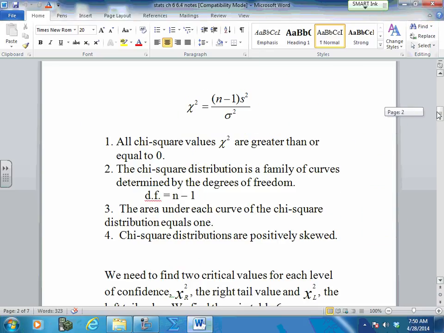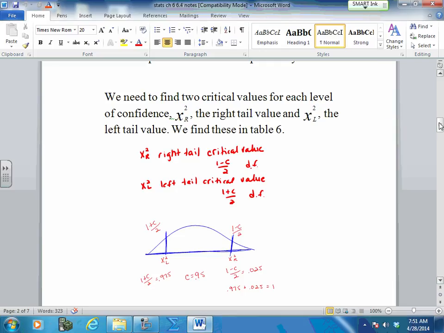Once we get working with this, they seem a little strange, but it's not so bad. So now, what we need to do when we work with chi-square is find 2 critical values for whatever level of confidence they give you. One on the right, one on the left. So we call it a chi-square R, and we call it a chi-square L. Now, it makes sense that the L would fall at the left, and the R would fall to the right.